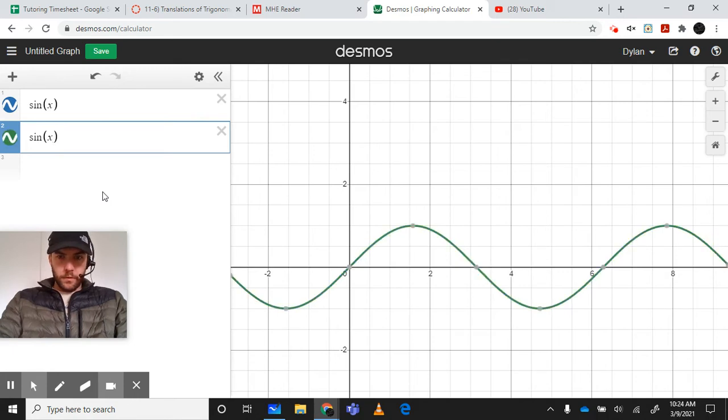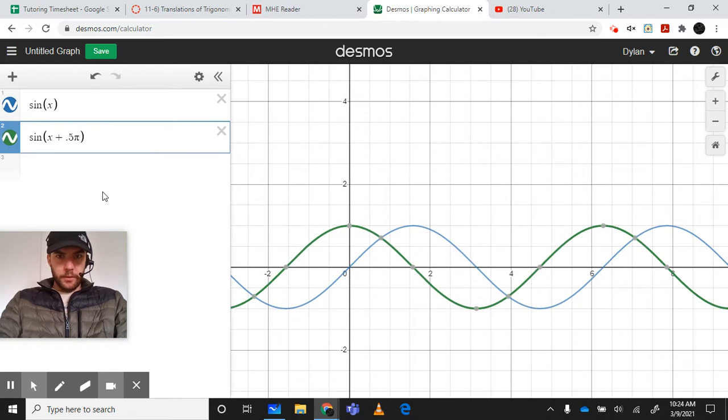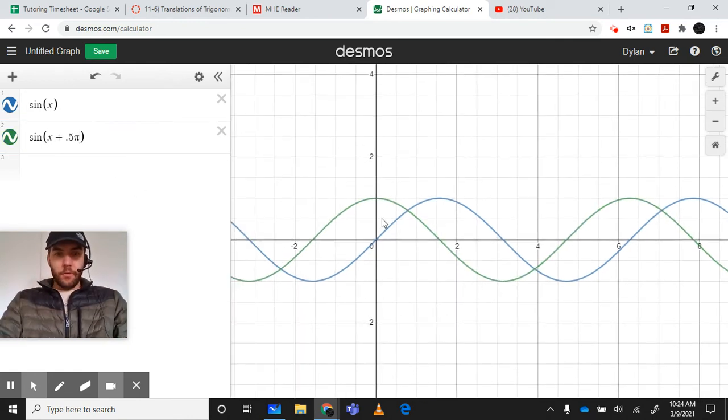What do I do? Let's try plus 0.5 pi. Is that right? Yes. Pi over 2. So if you rotate by pi over 2, if you shift your graph over by pi over 2 units, you'll go from what was originally a sine graph and create a cosine graph.